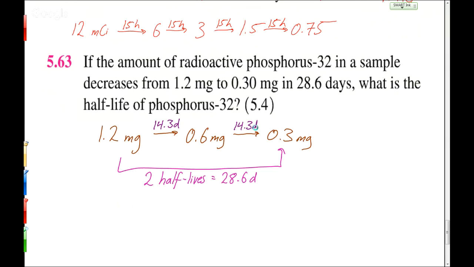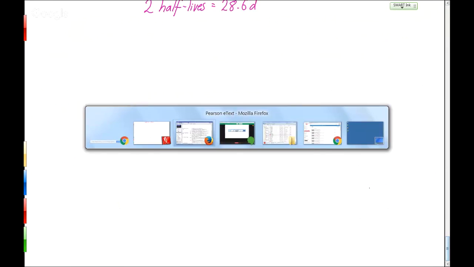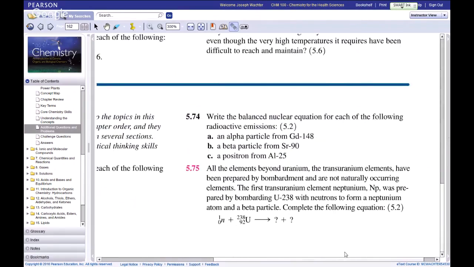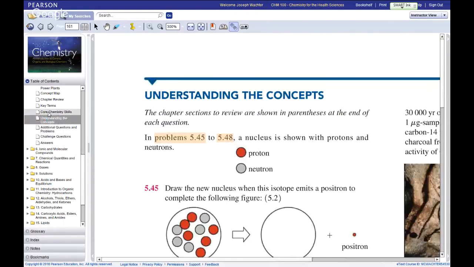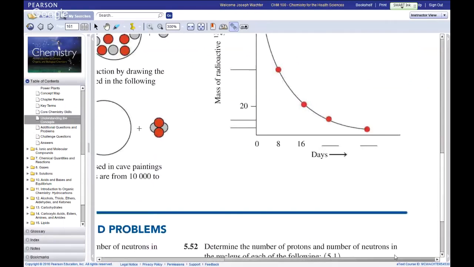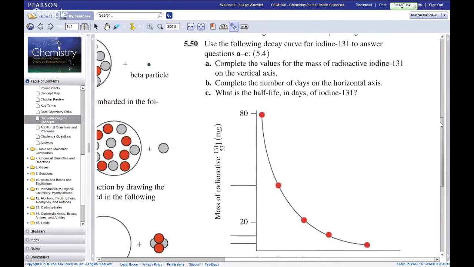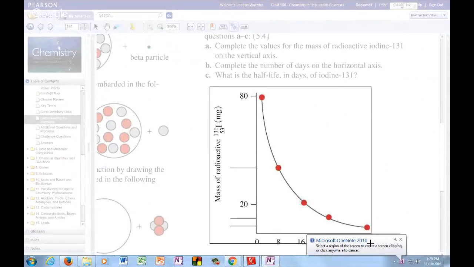All right. Let's look at another one. This one over here. So we're going to pull this graph out.